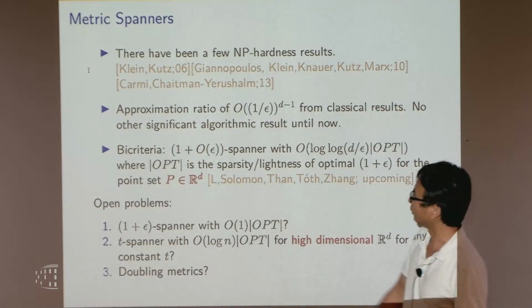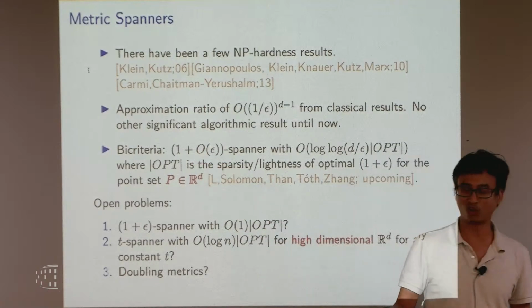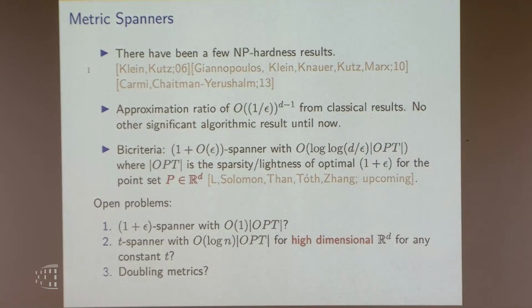For example, could you get rid of the bicriteria, the order of epsilon? Could you just remove the approximation in the stretch? And how about t-spanner for constant t, like say 3 or 4? For 2, you can get log n from the result for general metrics. But how about 3 and 4? For general metrics and graphs, you wouldn't be able to do that because of some hardness result, but there's nothing preventing you from getting polylog for high-dimensional Euclidean point sets.